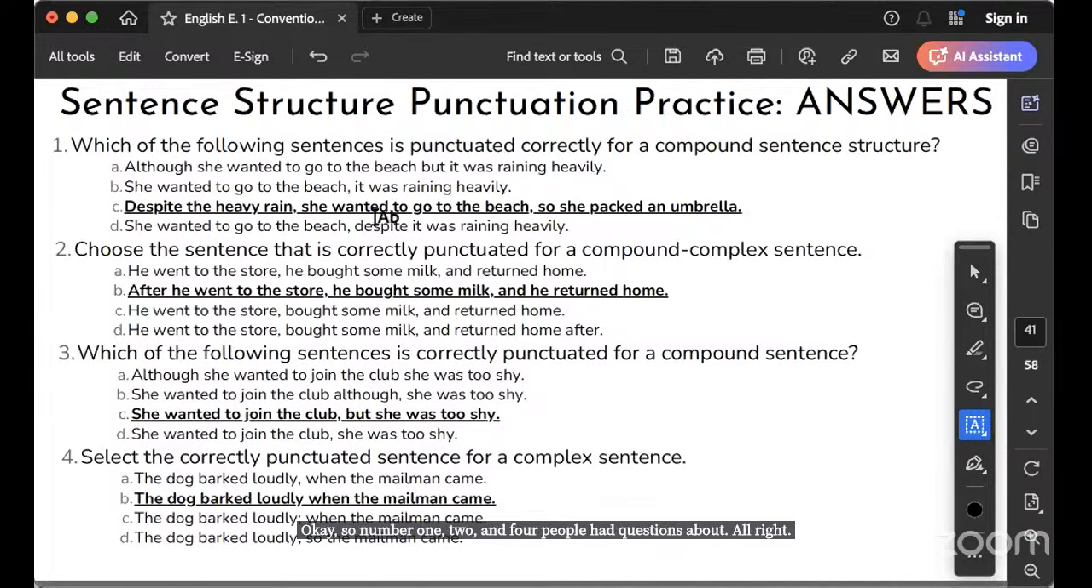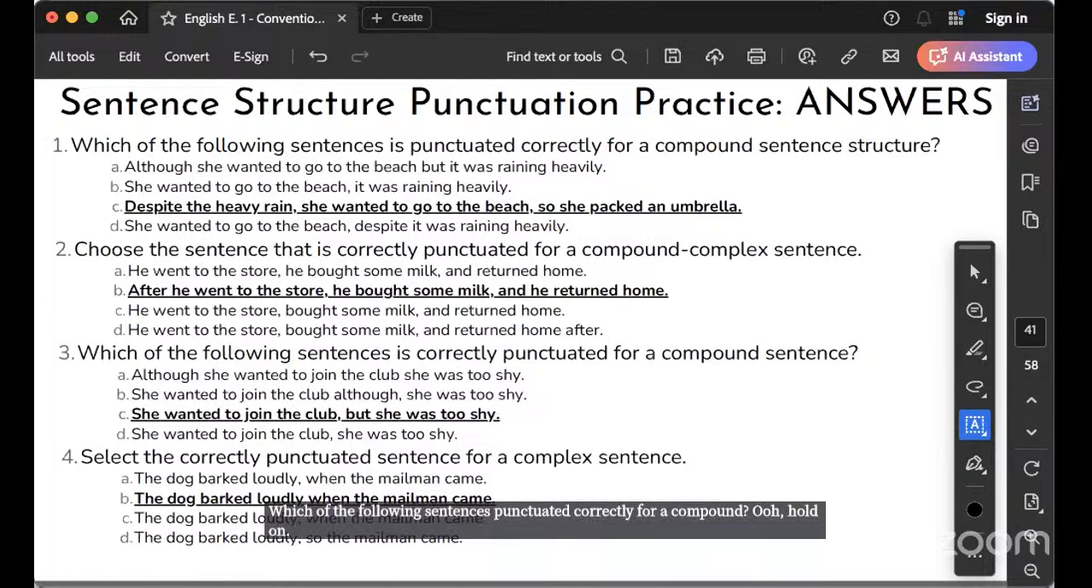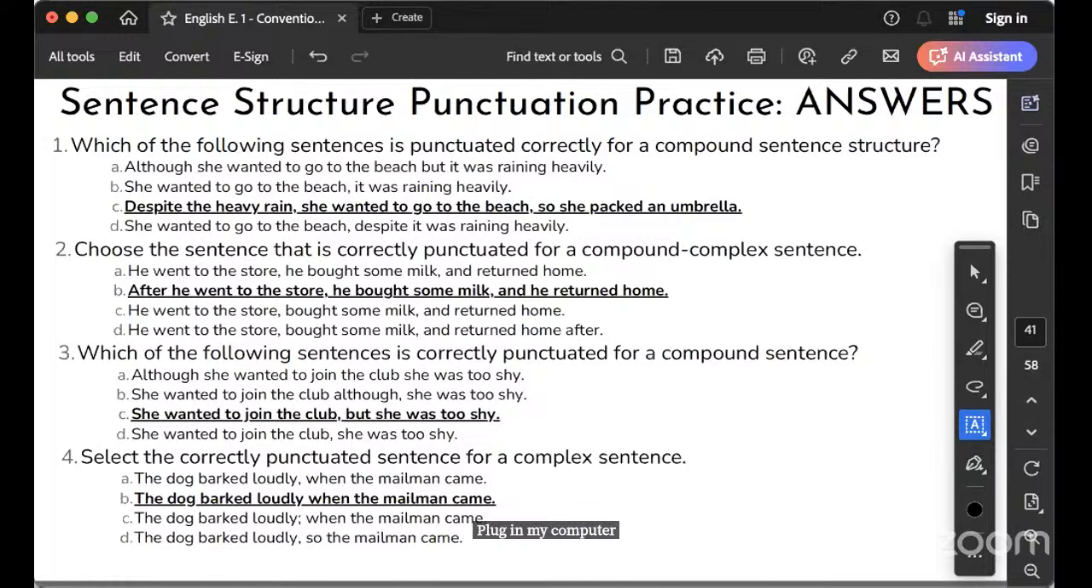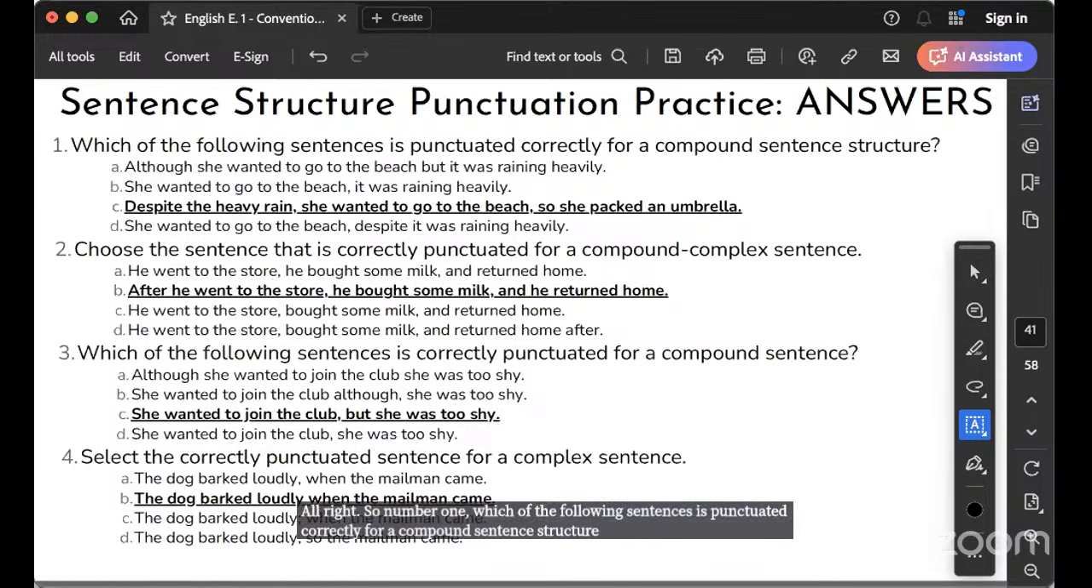So for number 1, let's take a look at that one. Oh, hold on. I gotta plug in my computer. I thought it was plugged in this whole time charging. All right. So, number 1, which of the following sentences is punctuated correctly for a compound sentence structure? So, compound sentence is what we're looking for. So, that means we're looking for 2 independent clauses.